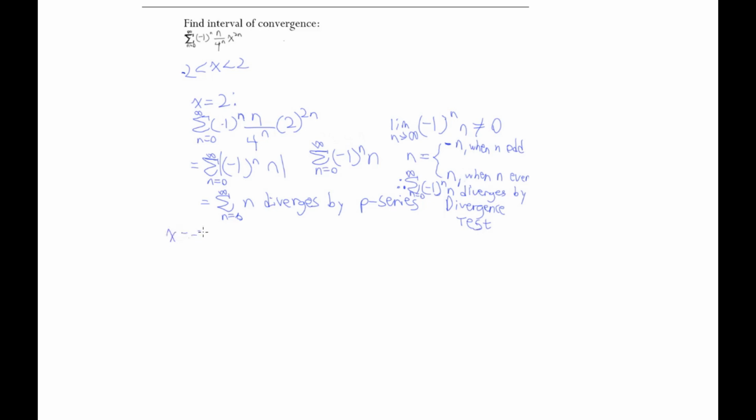So when x is equal to -2, in all honesty, it's literally the same thing as -2 squared is just 4 as well. So it'll be the exact same as before, as the above version. So therefore, we know that because they're the same, it will diverge.